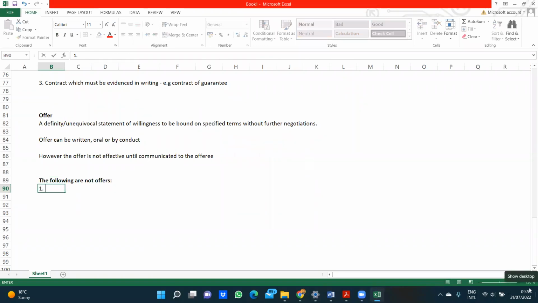For example, one, supplier of information. Some information is only a statement which sets out possible terms of a contract. Not a contract, not an offer, sorry, unless clearly stated.